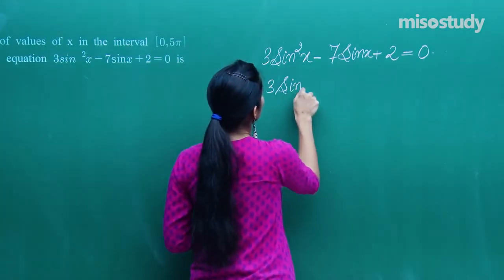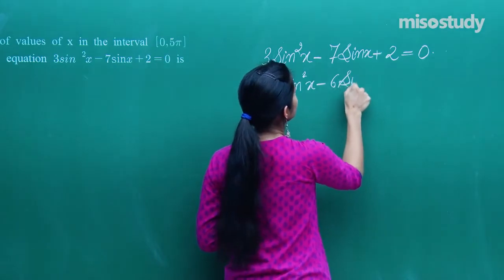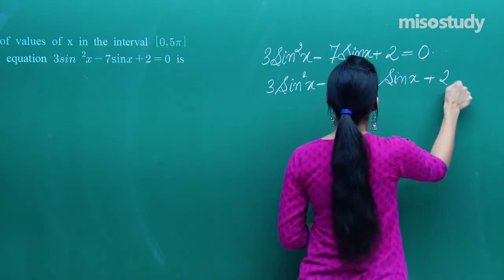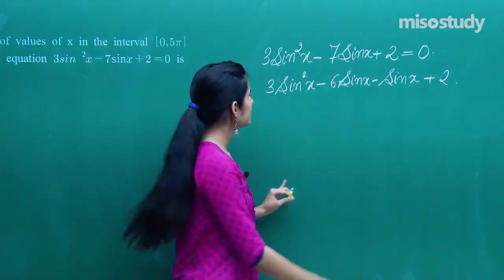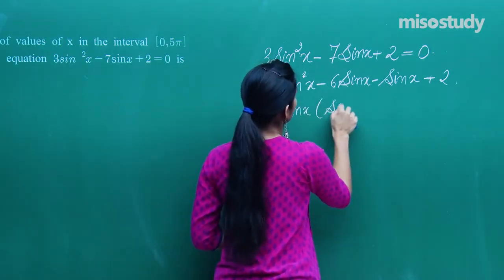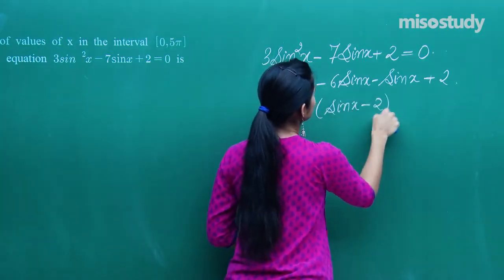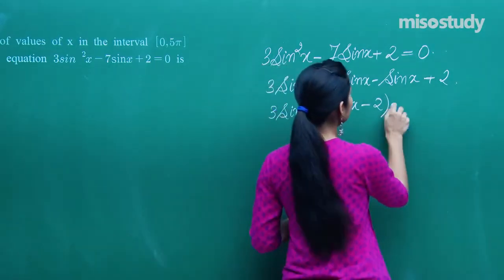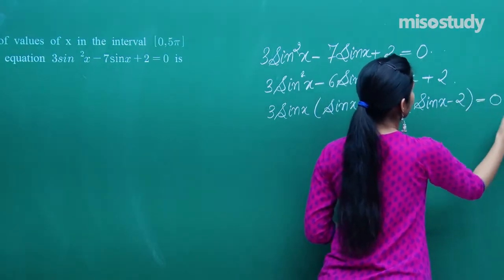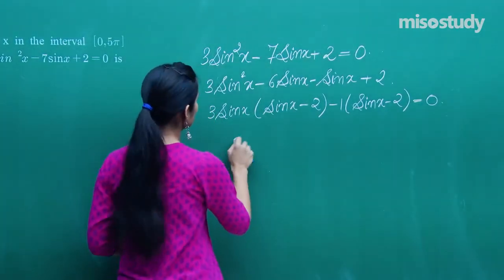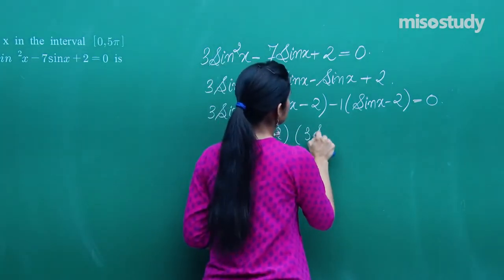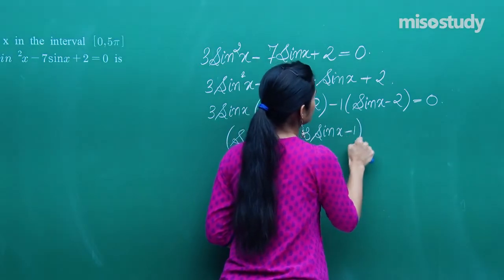Break the middle term. 3 sine square x minus 6 sine x minus sine x plus 2. Right? You can take out 3 sine x common. You are left with sine x minus 2, minus 1 sine x minus 2. Fine? This gives you what? Sine x minus 2, 3 sine x minus 1.